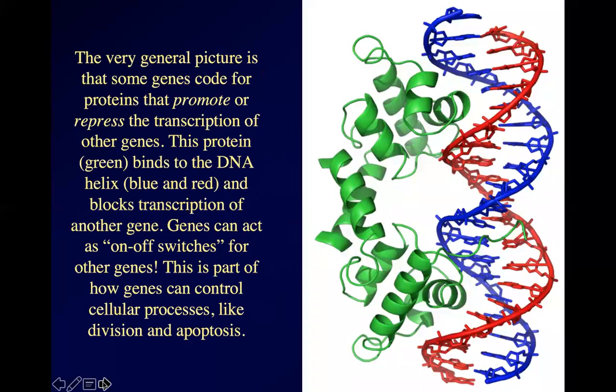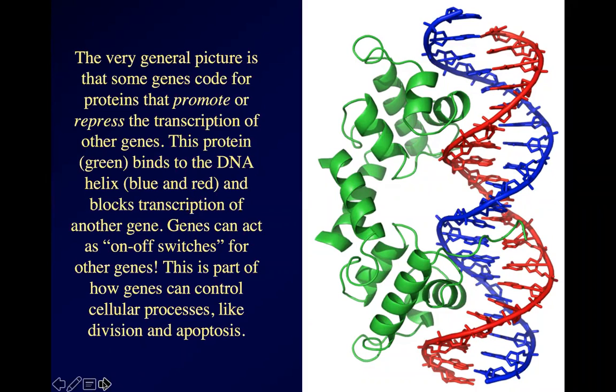How do they do this? Again, you could teach sizable upper division courses in this, and some people do. The very general picture is that some genes code for proteins, and the proteins can come back to the DNA and bind to the DNA and either encourage or block other genes getting transcribed. We call those genes either promoters or repressors. And this is a model of what it would look like.